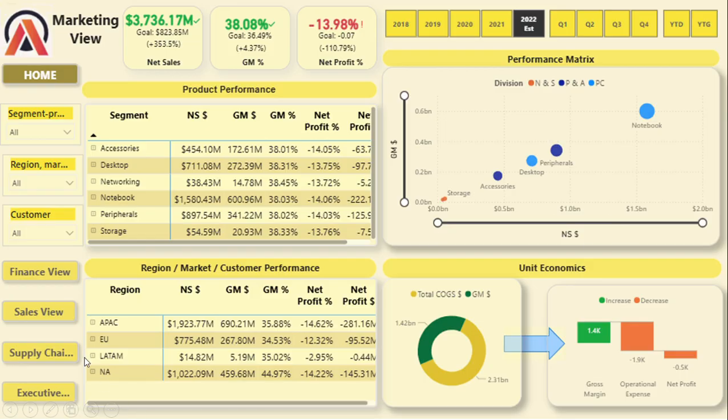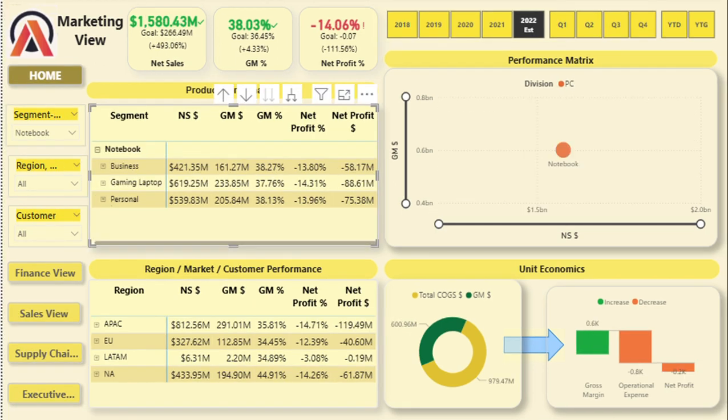Before, we observed that for the Asia Pacific region the net sales is more, and here, as you can see in the graph, the notebook's net sales is more. Here you can see the gross margin, but the operating expenses are taking a considerable amount of net profit, which we need to revise and check.